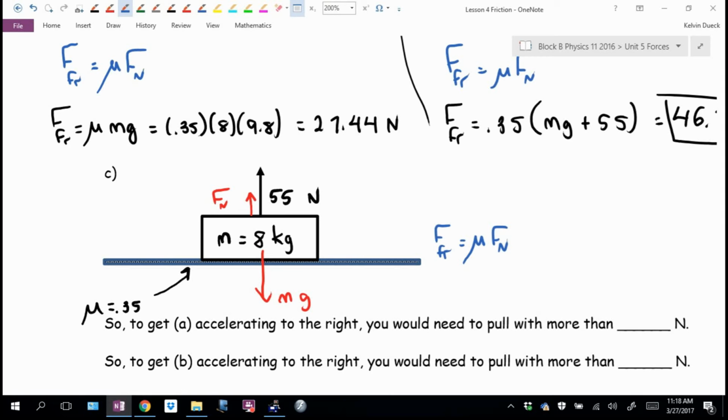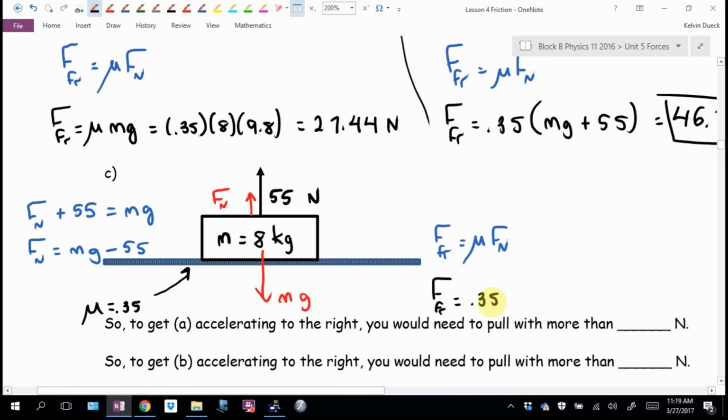Nathan, everything up equals everything? So what are the two forces pointing up? Let's write that over here. Normal force and 55 equals everything down. How would I get the normal force by itself here, folks? Minus what? Yeah, minus 55. The normal force in this case is going to be mg take away 55. So over here, friction is going to be mu, 0.35, times mg take away 55.